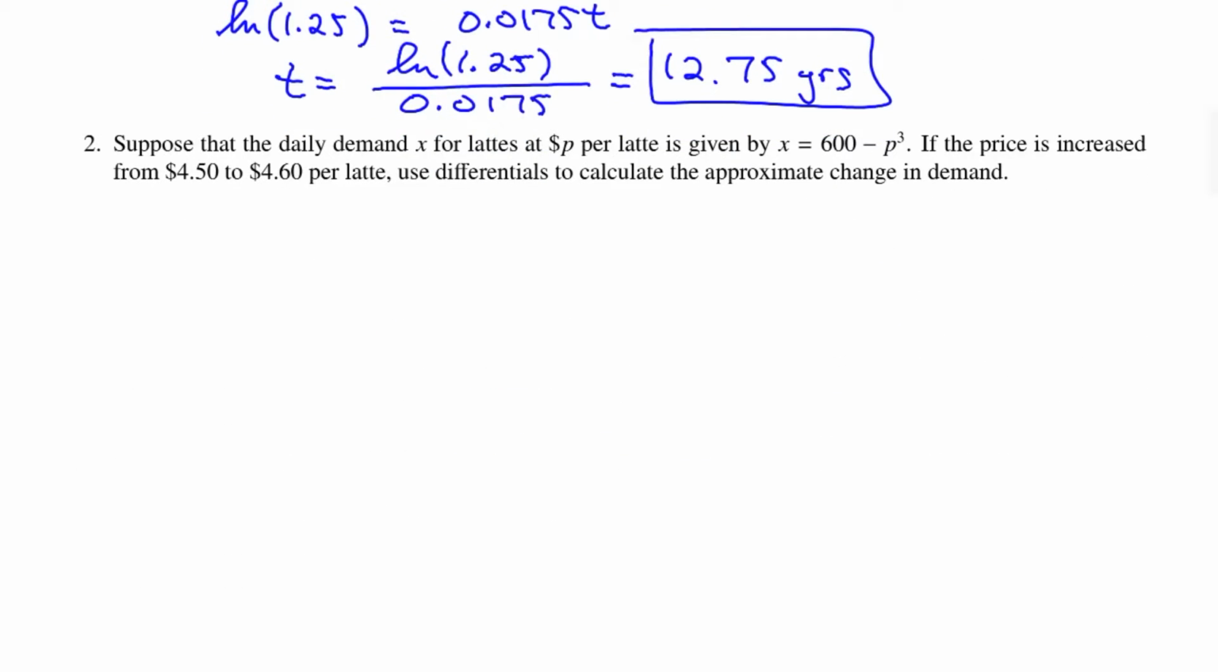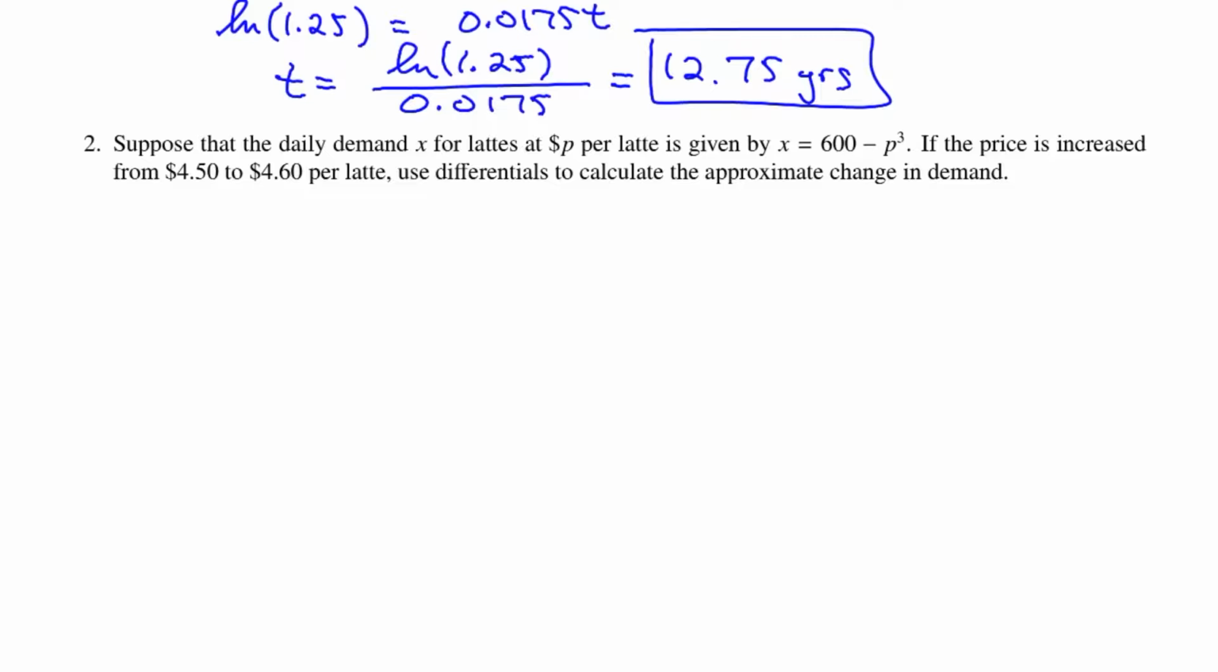Question 2. Suppose that the daily demand x for lattes at p dollars per latte is given by x = 600 − p³. If the price is increased from $4.50 to $4.60 per latte, use differentials to calculate the approximate change in demand.